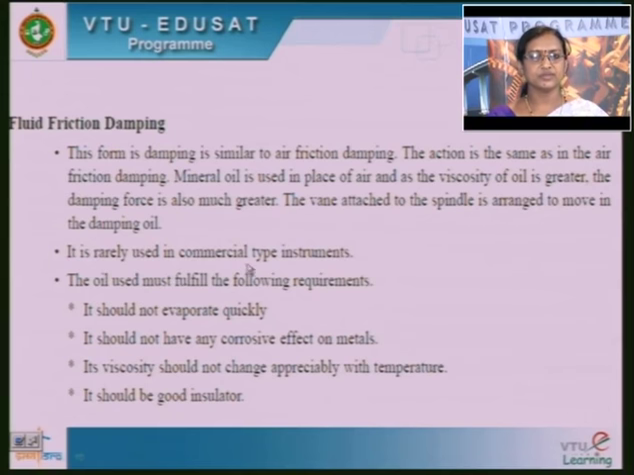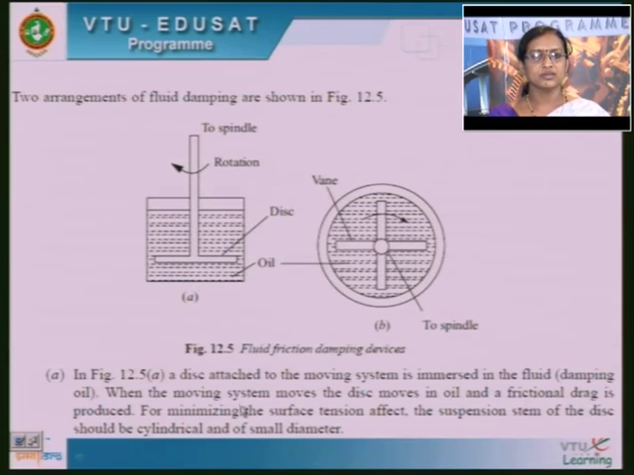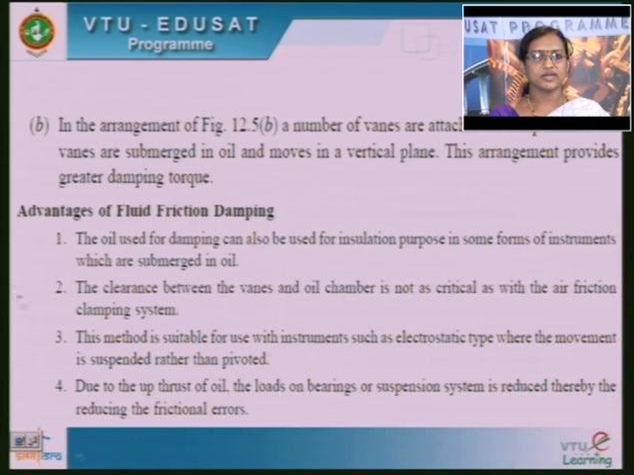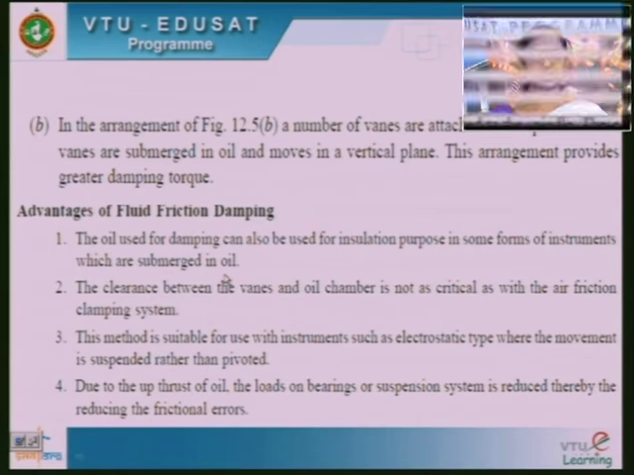It is rarely used in commercial types of instruments. The oil used must fulfill the following requirements: it should not evaporate quickly, it should not have any corrosive effect on the metals, its viscosity should not change appreciably with temperature, and it should be a good insulator. Here the disc is attached, and due to the rotation of the disc we get the fluid friction damping. The advantage is that the oil used for damping can also be used for insulation purposes in some forms of instruments which are submerged in oil.